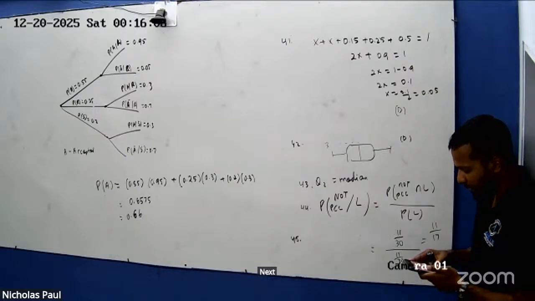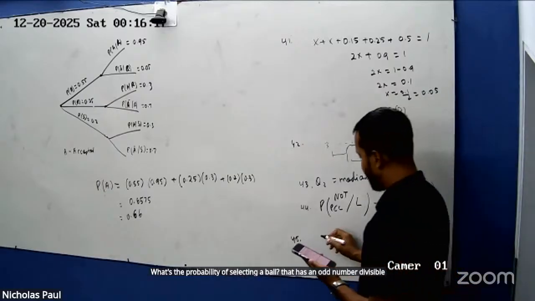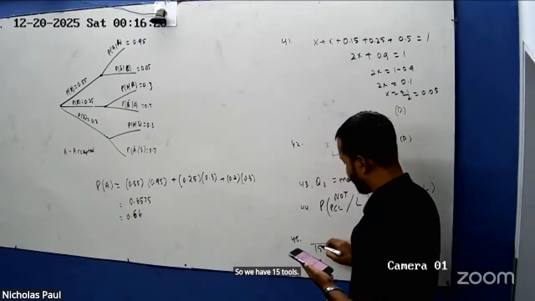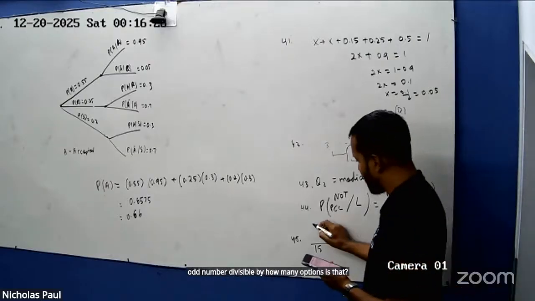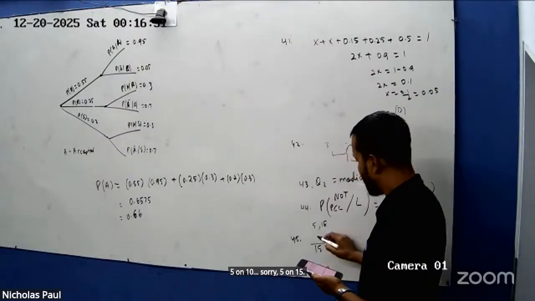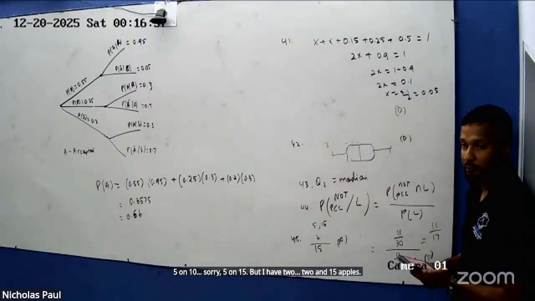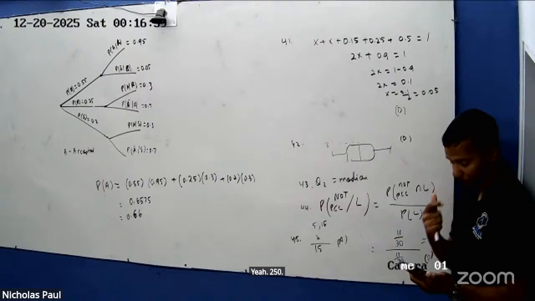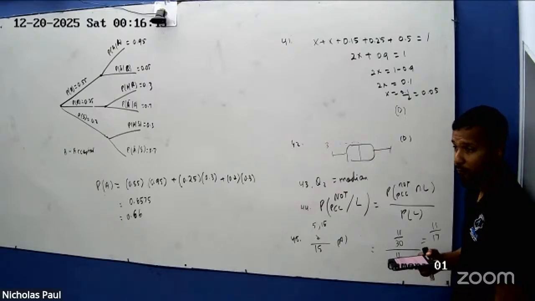Next, a bag contains 15 balls numbered 1 to 15. What's the probability of selecting a ball that has an odd number divisible by 5? So we have 15 balls, odd number divisible by 5. How many options is that? 5 and 10? Sorry, 5 and 15. So that's 2. 2 over 15. Are you okay with that?